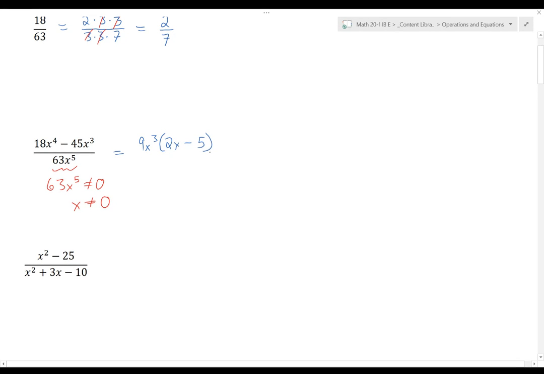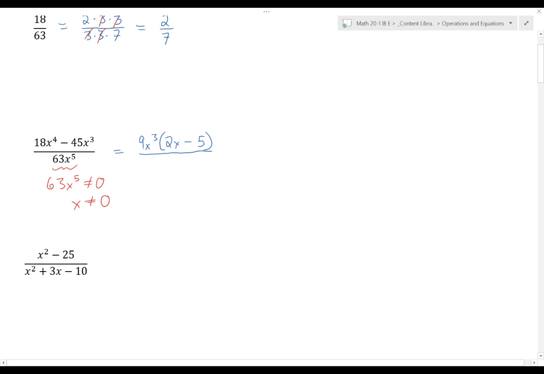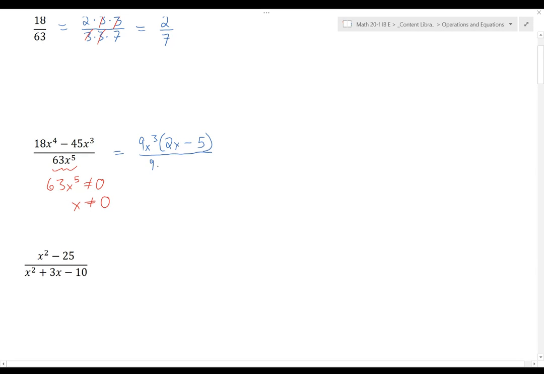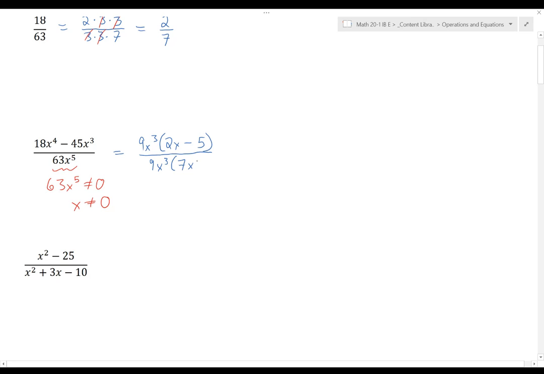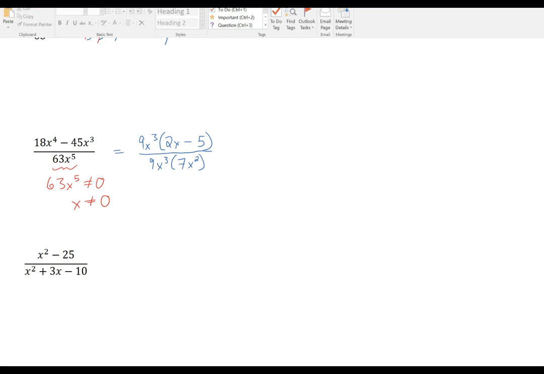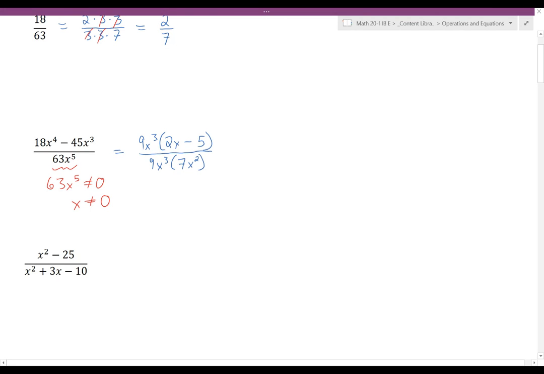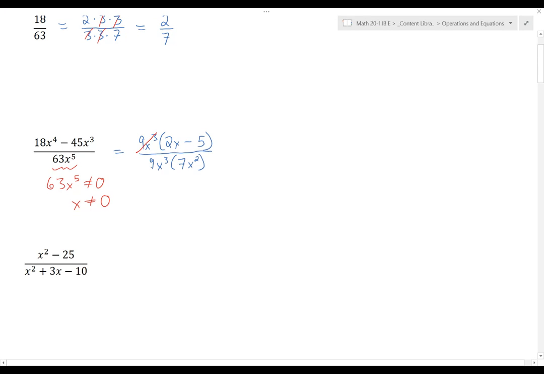In the denominator, I'm going to semi-factor it. I could factor it fully into prime factors like I did in the previous example, but I'm just going to go with the 9x cubed because that is the factor that I have up top. So 9x cubed, and what is left is 7x squared. Now, remember when I said before that canceling isn't a mathematical operation. So I'm not really canceling the 9x cubed. I'm dividing by 9x cubed. So I'm dividing by 9x cubed over 9x cubed, which is just dividing by 1.